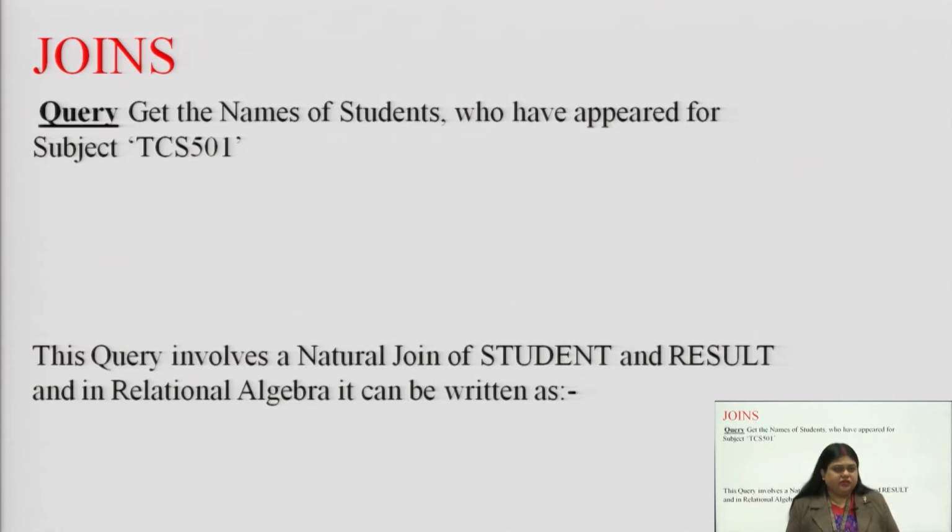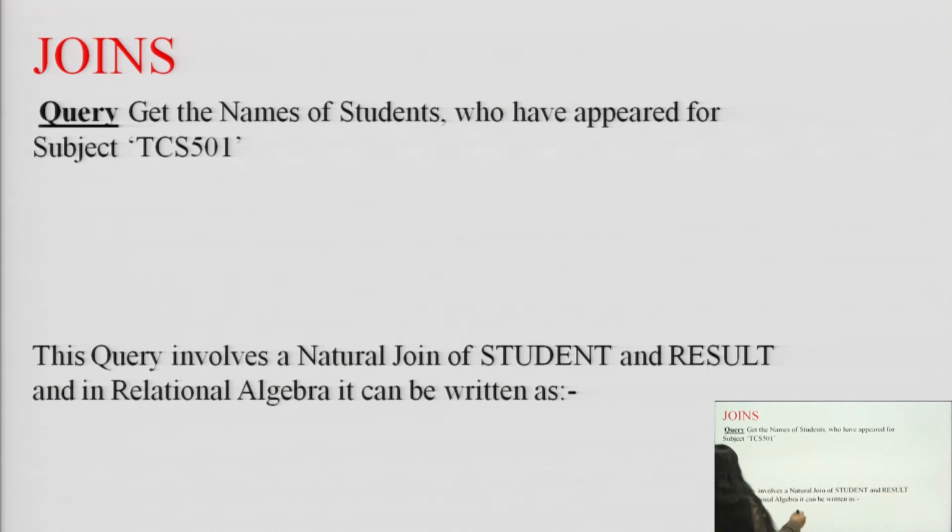Let us take a few queries for creating joins and see how they are implemented. The first query asks you to get the names of students who have appeared for subject TCS 501, right. So, we will create a join between two tables, the student table and the result table, and using this join we are going to give the output to the user. Let us see how it is done.